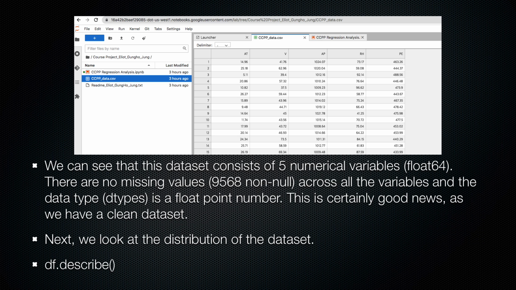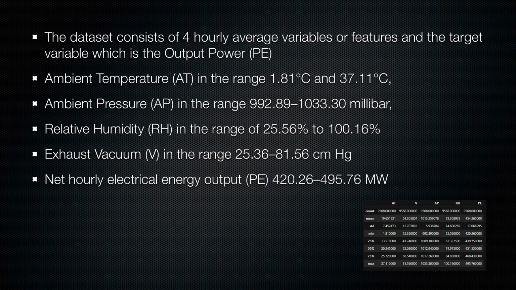We can see that this data set consists of 5 numerical variables. There are no missing values across all the variables, and the data type is a floating point number. This is certainly good news, as we have a clean data set. Next, we look at the distribution of the data set. The data set consists of 4 hourly average variables, or features, and the target variable, which is the output power.